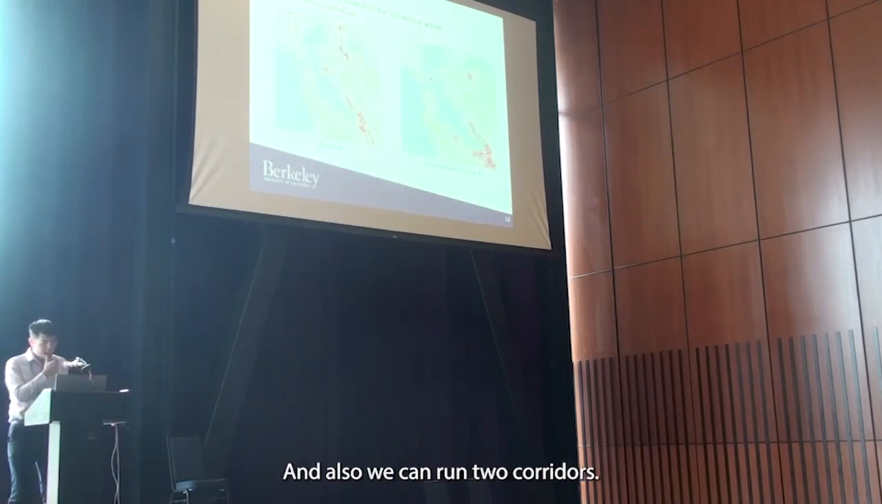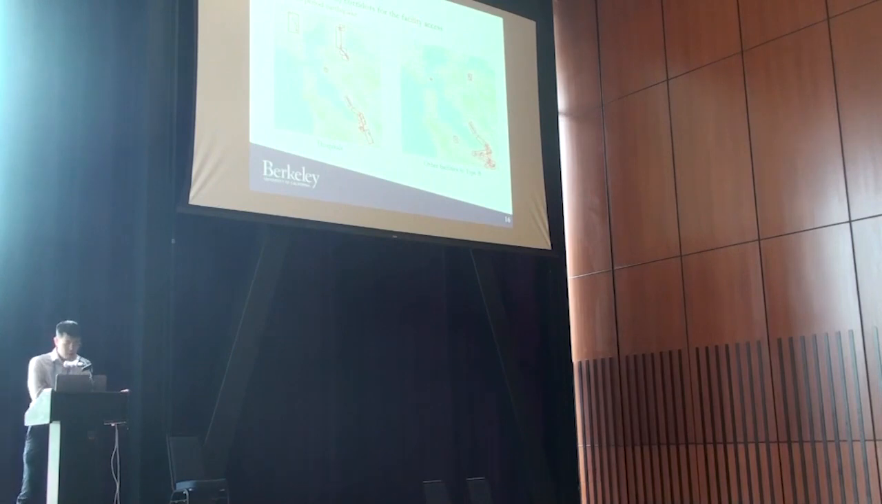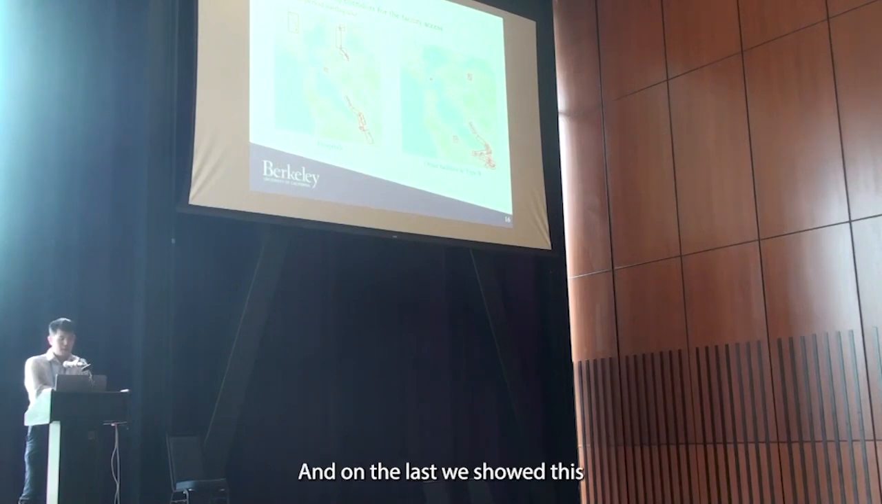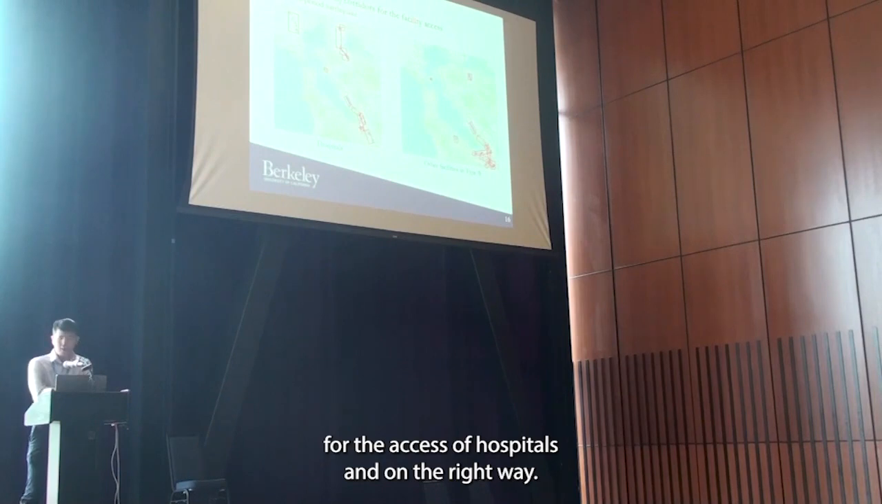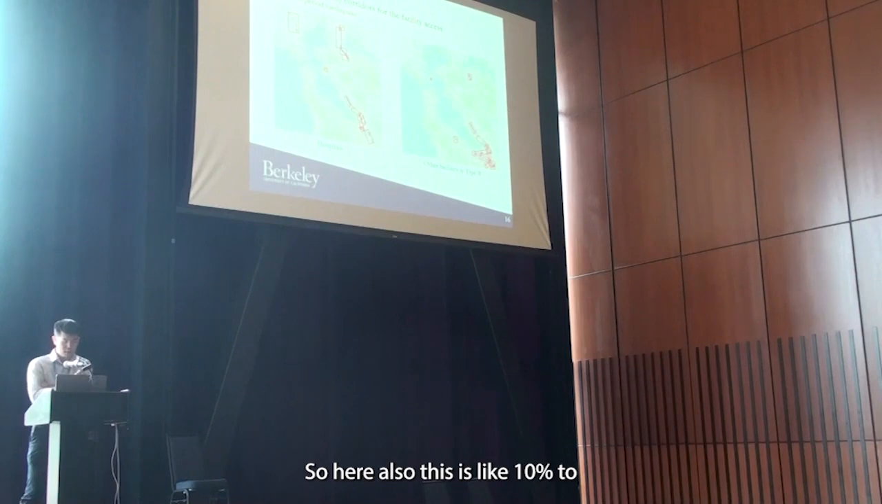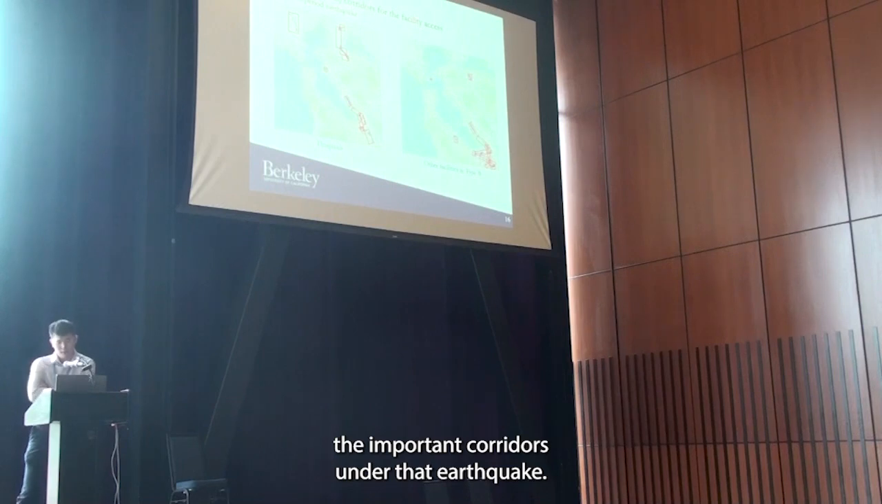And also we can rank corridors. Here is the result of the 10% highest-ranked corridors. On the left, we show this for the access of hospitals. And on the right, we show it for the other facilities. They are also critical facilities, but they are not hospitals. And this is also the 10% important corridors under that earthquake.